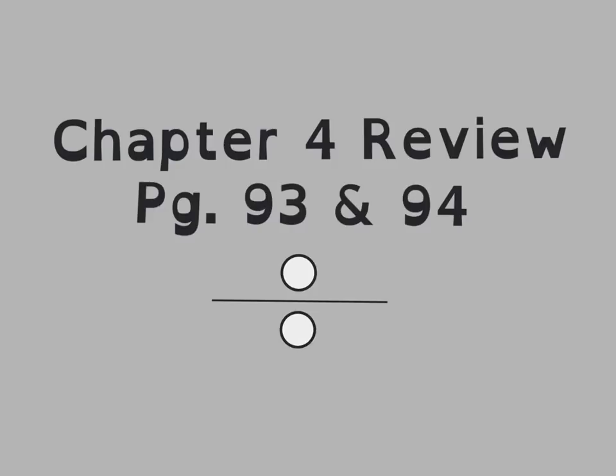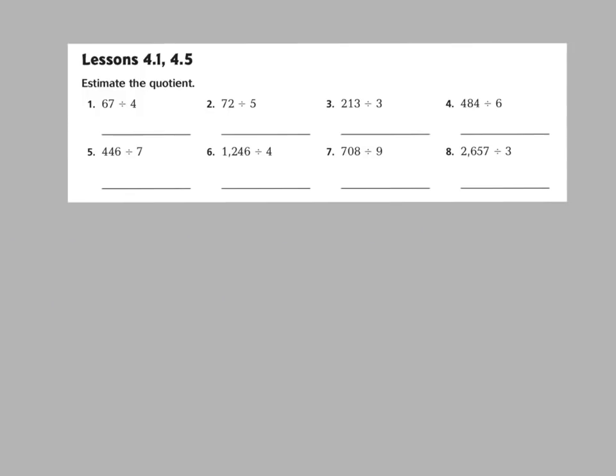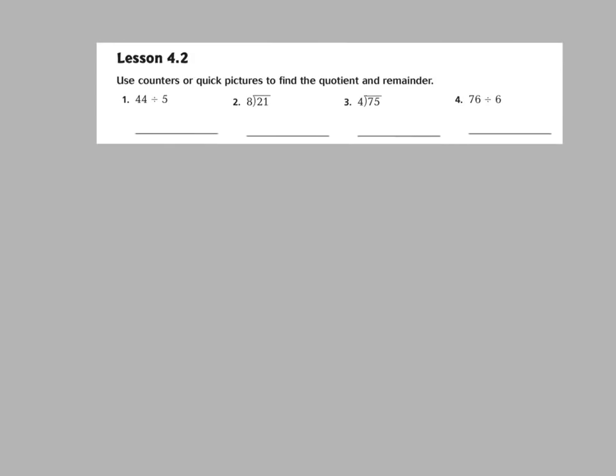We are going to be working on Chapter 4 review. It's the extra practice, and we are going to start on page 93. Go ahead and find your Go Math book and flip to page 93. All right, let's go ahead and move to lesson 4.2.